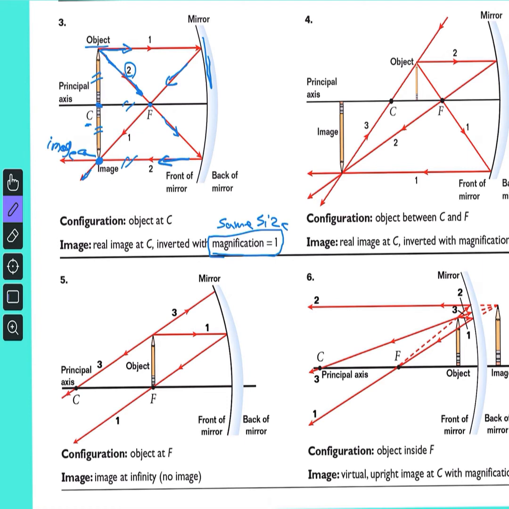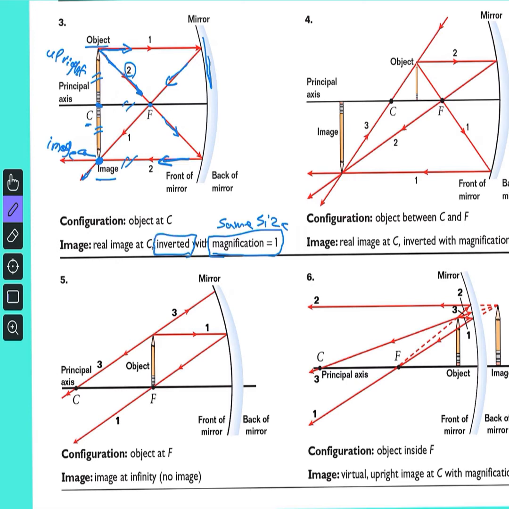Okay. Is it upside down or not? The image, is it upside down or not? Yes, of course, it's upside down. It is not upright. This is upright. The object is upright, isn't it? Upright. But the image is upside down, or we can say inverted.